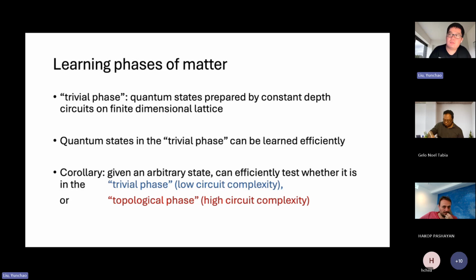Okay, so let me maybe just say a couple more words. One thing is that so far all of our discussion is sort of assuming that the quantum system that we're trying to learn lives on some finite dimensional lattice. So the question is, can we also do this more generally?